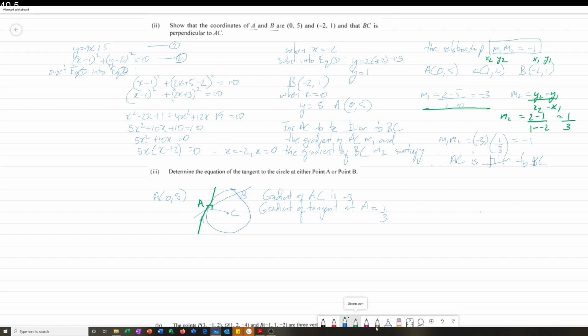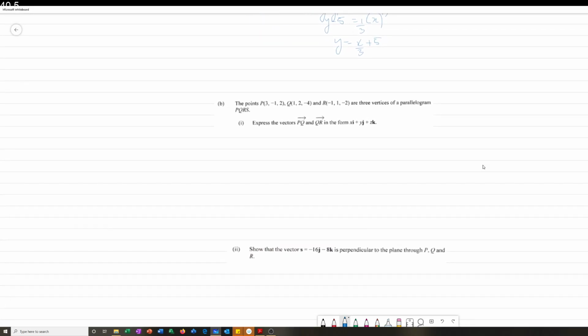Right, so I know the gradient and I know a point, then I could find the equation of the line. So we will be using y minus y1 is m into x minus x1. So that's why I'm using (0, 5). So this will just be y minus 5 is equal to a third into x, because x1 is 0. So that gives me y is equal to x on 3 plus 5 as my answer. Okay.